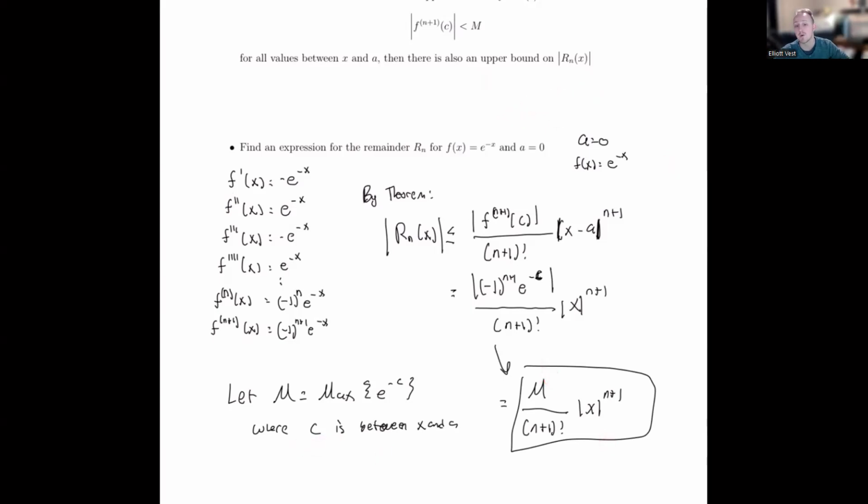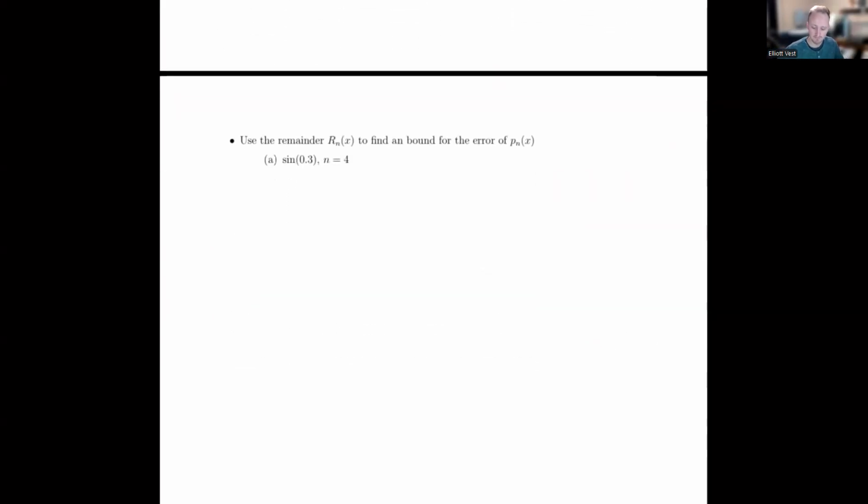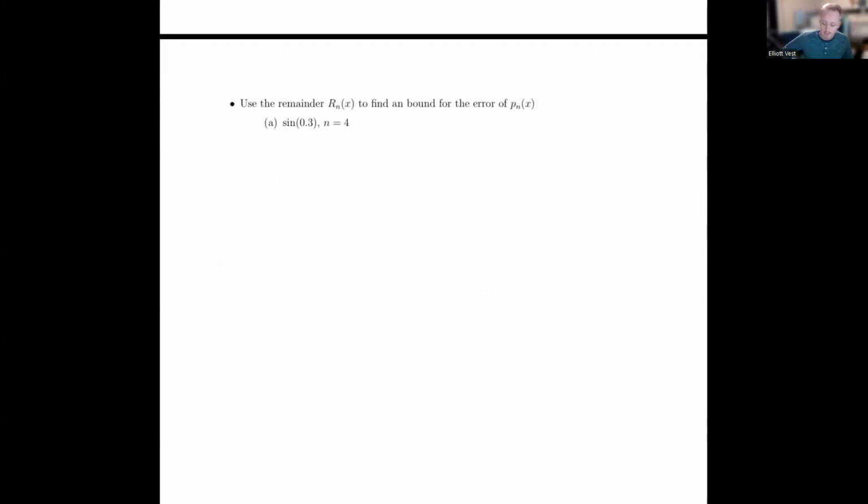And this would be the flow of how the problem is for a problem like this. We'll do an actual example right here. Use the remainder to find a bound for the error of Pn of x for this, when n is equal to 4 and sine is the function here.